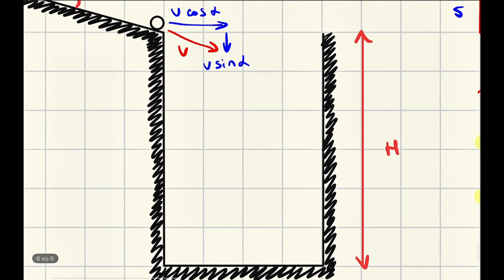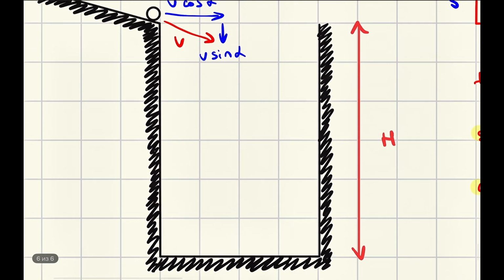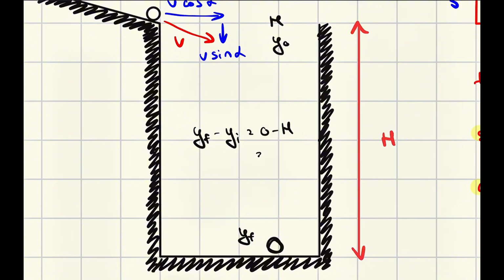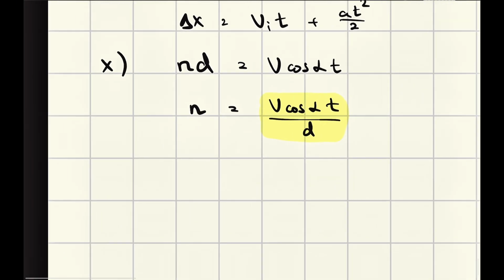That's why let's write down the equation for the y-axis. Our delta y would be the height. However, it would be negative because our final y would be at the bottom, just the height 0. This would be y final. Y initial is h. So y final minus y initial would be 0 minus h, which is just minus h. Okay, this is a really important part to understand. Let me just take this off. It would be like this.